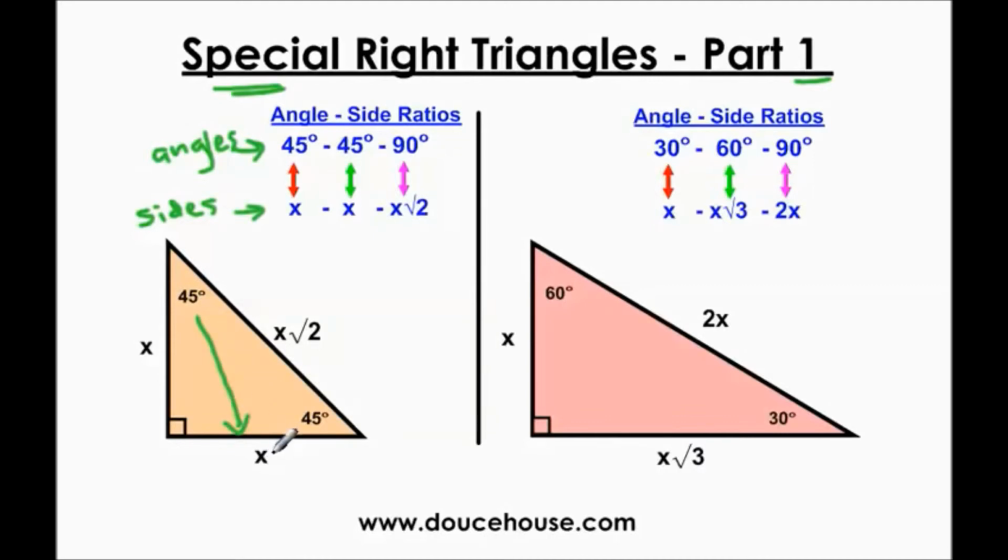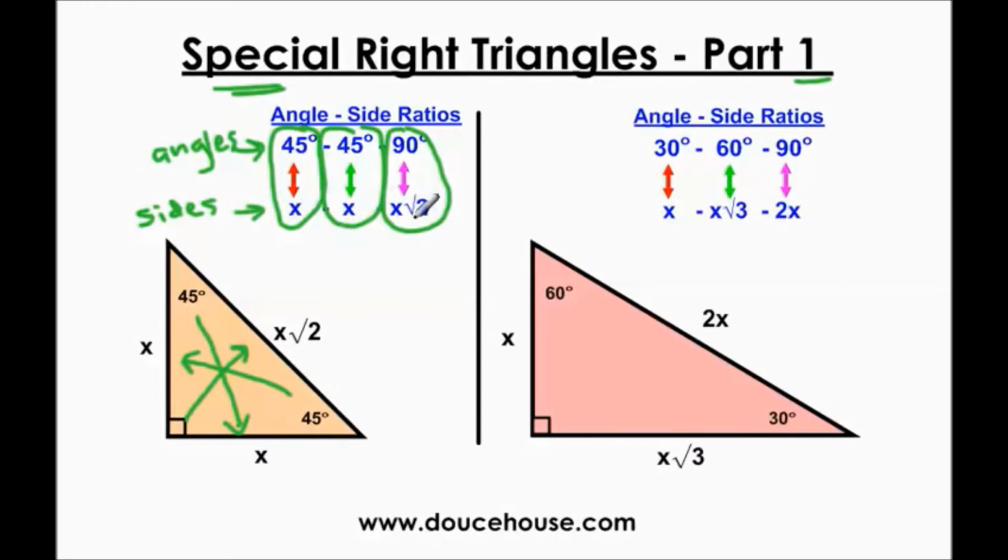And so opposite the 45 degree angle, I'm going to label this side x. And we'll get to x in a moment. I just want you to understand, opposite the 45 degree angle, I'm going to label an x. Now we have a 45 degree angle here labeled x. We have a second 45 degree angle here, and opposite that angle, we're going to label it x as well. And then we have a 90 degree angle. So opposite the 90 degree angle, we're going to label x square root 2.